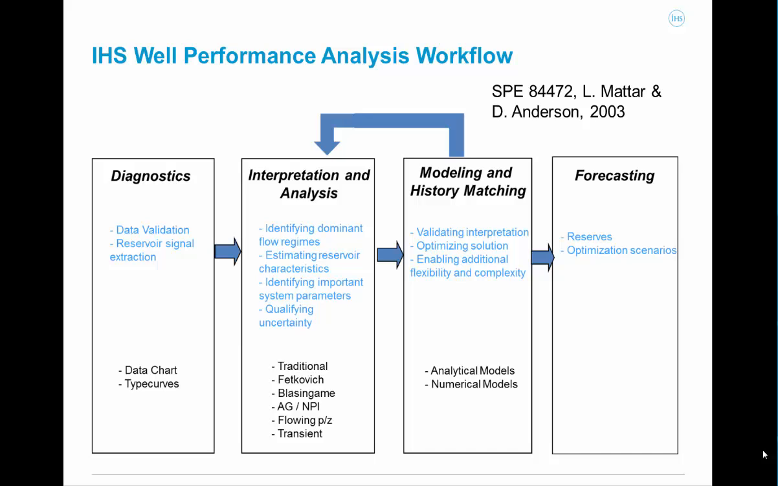The next step is interpretation and analysis through type curves and the flow material balance to estimate reservoir parameters and identify flow regimes. Once we've done that, these parameters then are put into a model to get a history match, which is then followed by forecasting and optimization scenarios. There's also a feedback loop here, because sometimes we make an interpretation that does not get a model match. And so we need to go back and revise the interpretation, as all these things need to make sense.